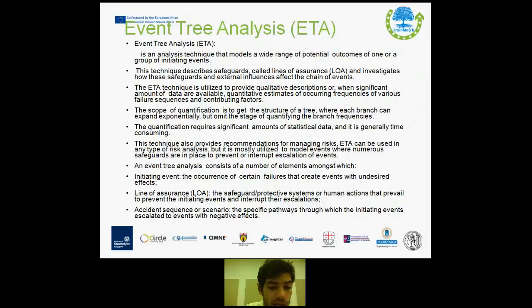So, any event tree analysis consists of a number of elements, amongst which we can distinguish the initiating event, the occurrence of certain failures that create events with undesired effects; the line of assurance, the safeguard protective systems or human actions that prevail to prevent the initiating events and interrupt their escalations; while finally the accident sequence or scenario, the specific pathways through which the initiating events escalated to events with negative effects.